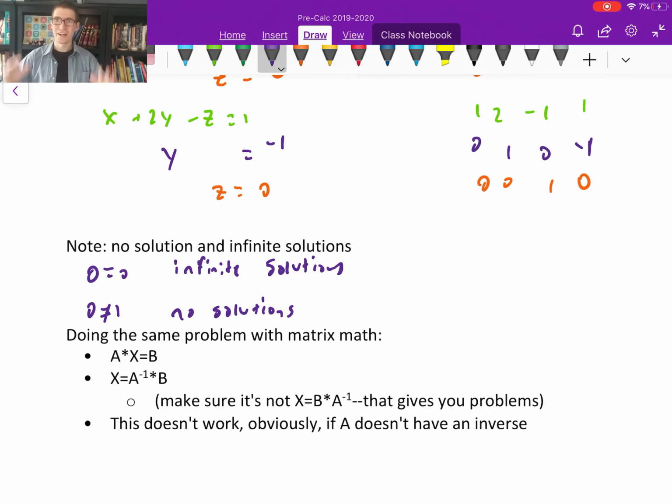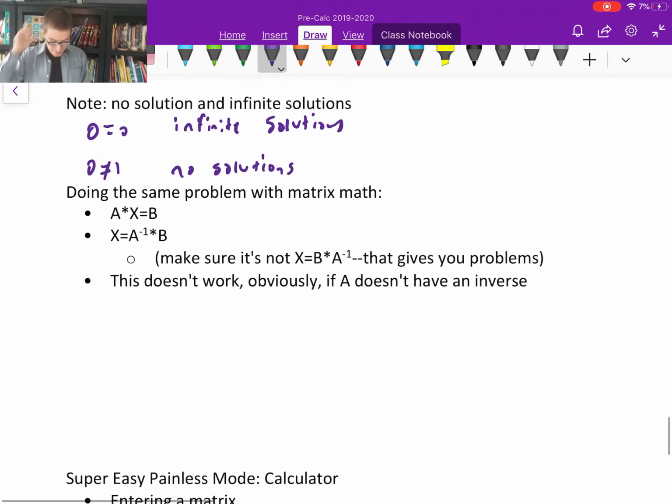I'll show you all how to do this more in the problems below. I'll just work more problems, so hopefully it'll make more sense. But now we're going to do the same thing, the same problem, but I'm going to use something called matrix math. This makes it even faster, or at least a ton faster.